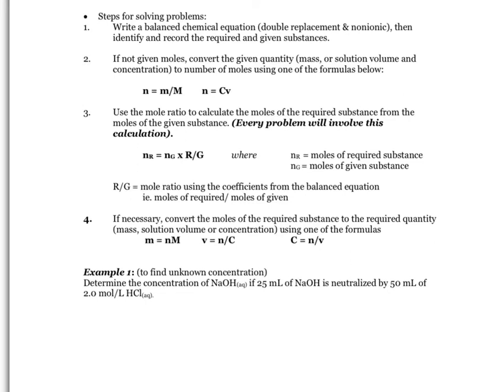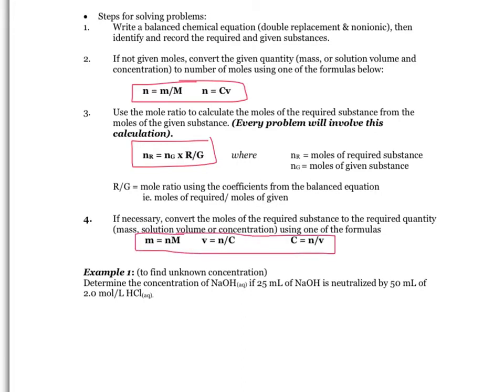Once you've recorded the required and given substances, you can take the species in which you know everything about to convert to moles, using either mass over molar mass or concentration times volume. Once you have the number of moles of one of the species, you can find the number of moles of the other species that you're looking for by using the mole ratio, where number of moles required is equal to number of moles given times the coefficient of the required over the coefficient of the given. Once you have calculated the number of moles of the required, you can then answer the question, whether it's asking for how much mass is needed, the volume that's required, or the concentration.